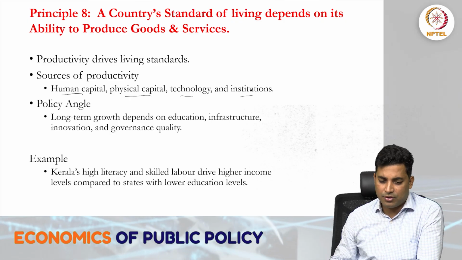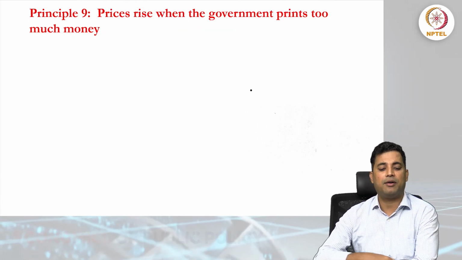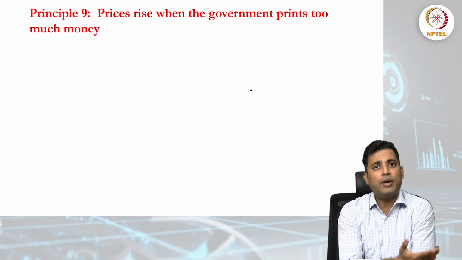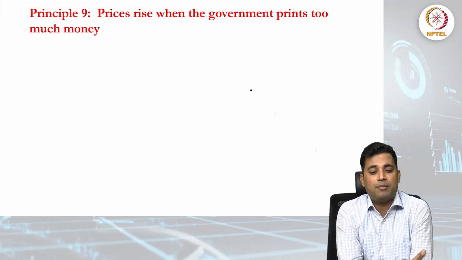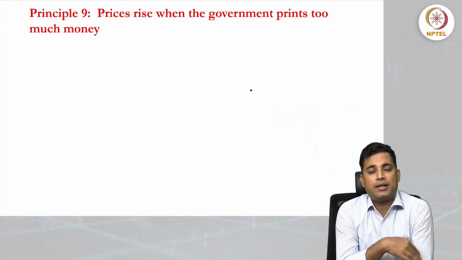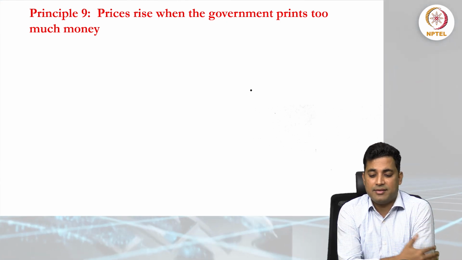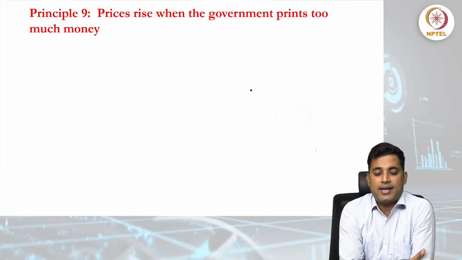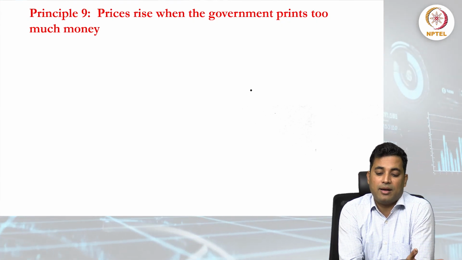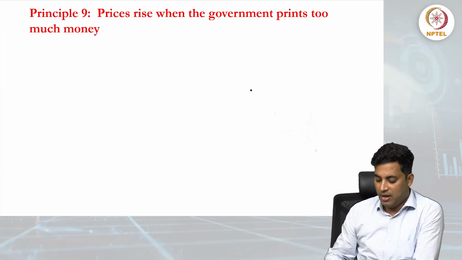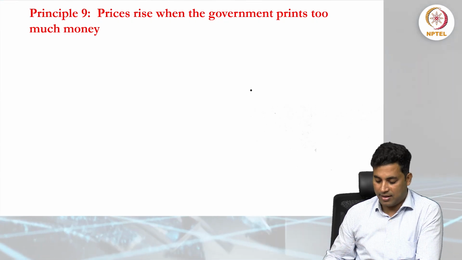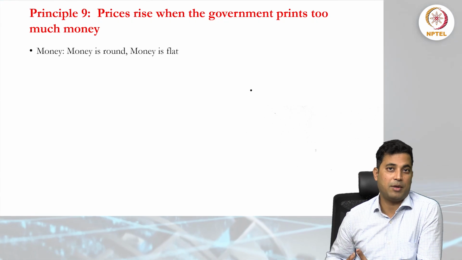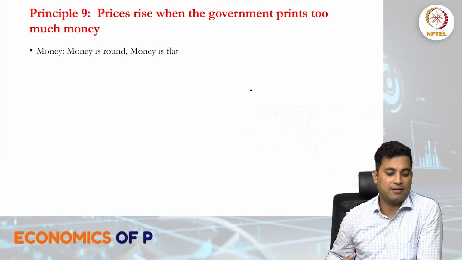Now moving to principle 9, here again the role of the government comes in, in terms of controlling prices. Principle 9 in Mankiw says that prices rise when the government prints too much money. Let us see what it means and how we can explain it.